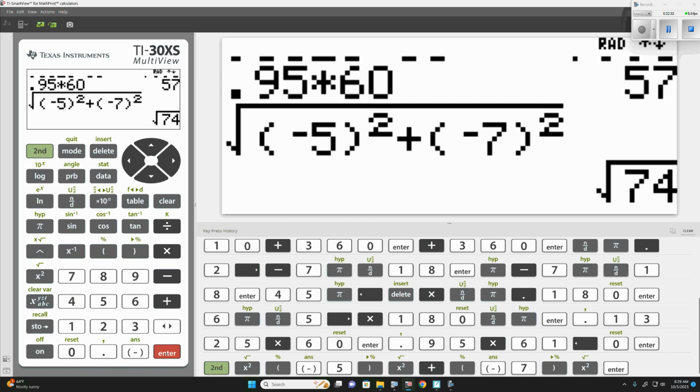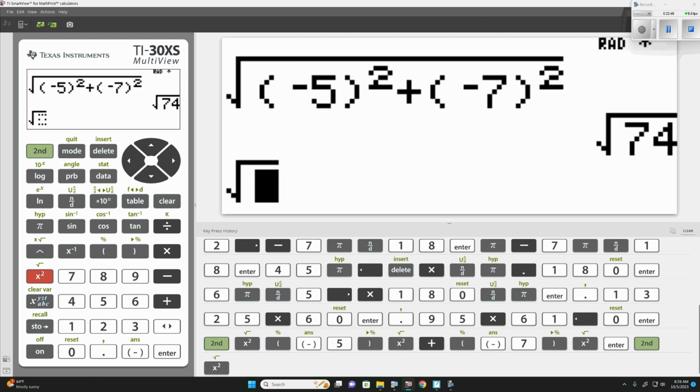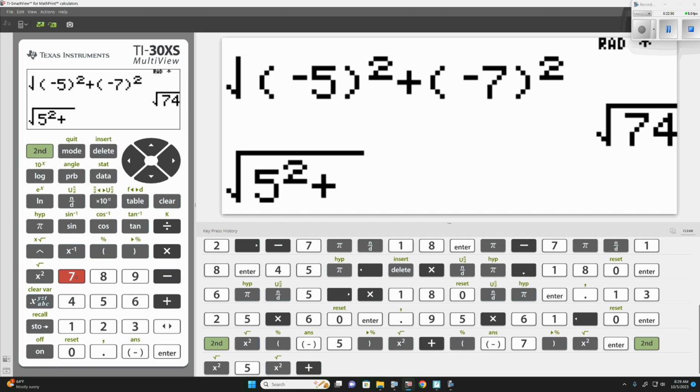Positive. It's always going to be a positive number, yes? A lot of times, this is just me personally, I know that -5 squared is going to be a positive number. I know that -7 squared is going to be a positive number, yes? So that's not actually how I would write it in the calculator. I'd write it this way.